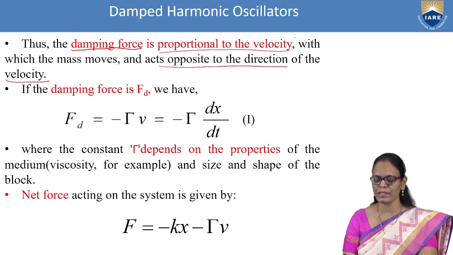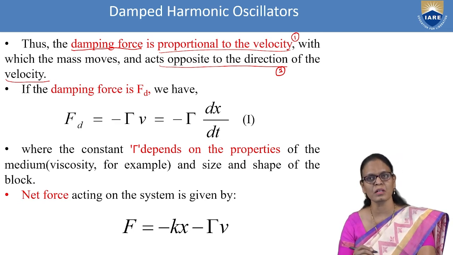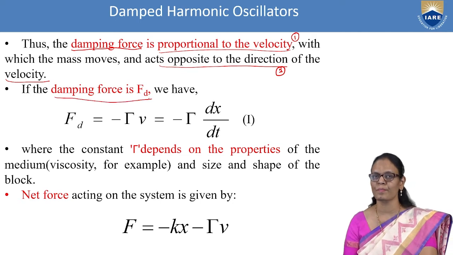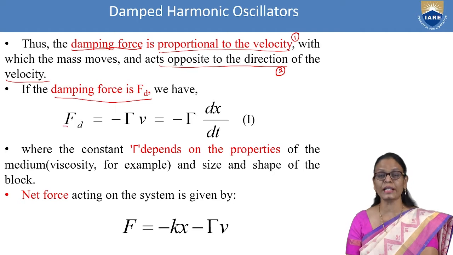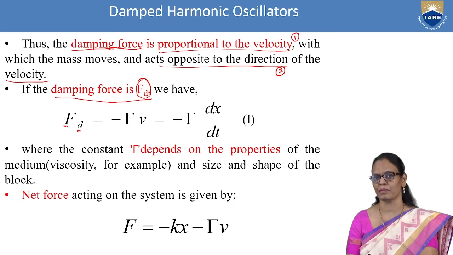So the first point is it is directly proportional to the velocity, and the second point is it is opposite to the direction of velocity, means opposite to the direction in which it is moving. So now we'll write the expression for damping force. Damping force F_D. F usually denotes the force. We are putting a suffix D to denote that it is a damping force. So always the damping force is denoted by F suffix D.